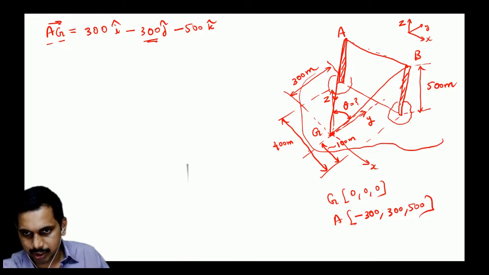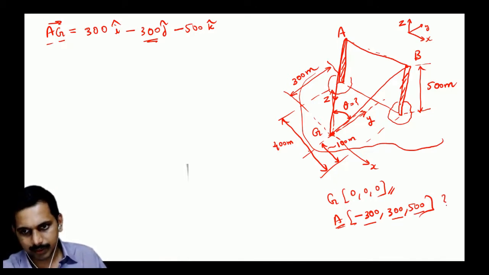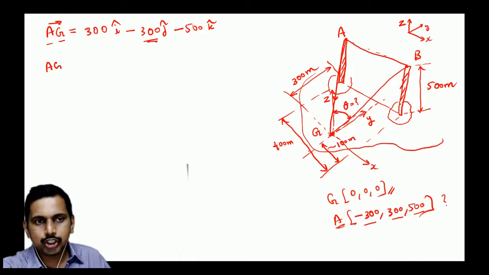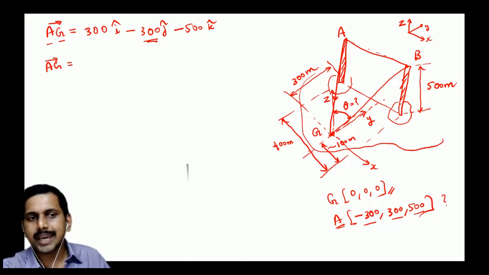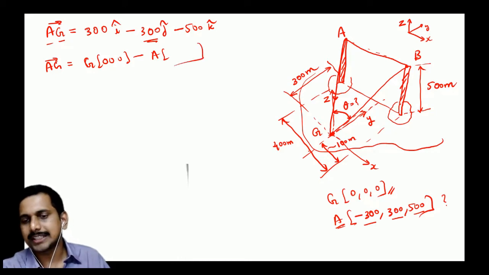Let us take this as the 0 axis, 0 0 0, I have put it here. Are you convinced with A being minus 300, plus 300 and plus 500? Do you have a doubt here? You are convinced. Now when you take AG, what does AG mean? It means G of 0 0 0 minus A of whatever the coordinates is.